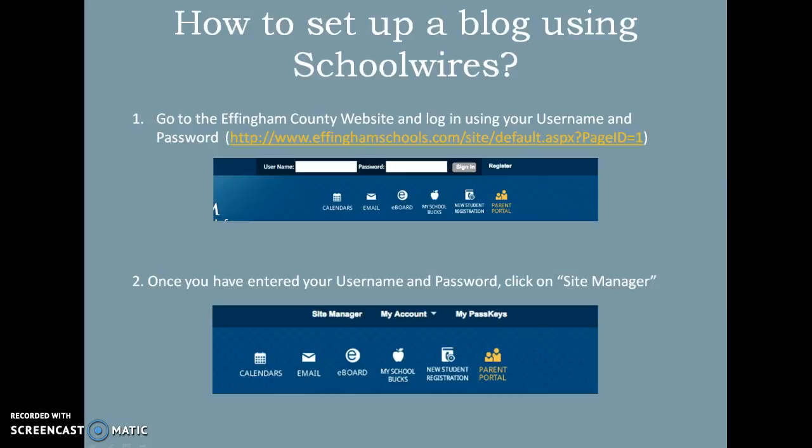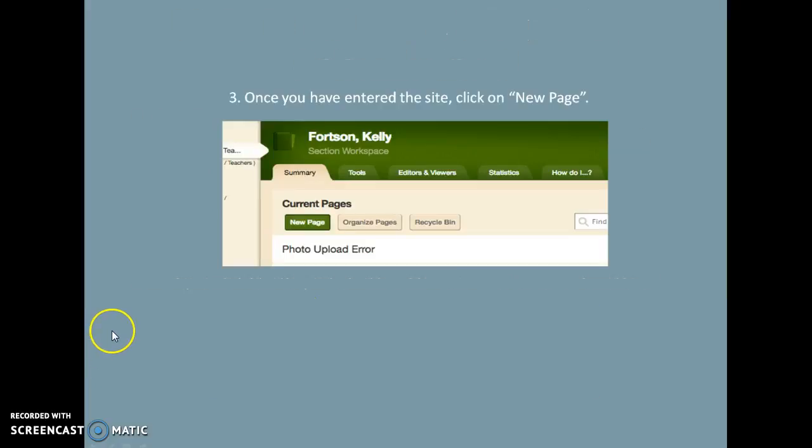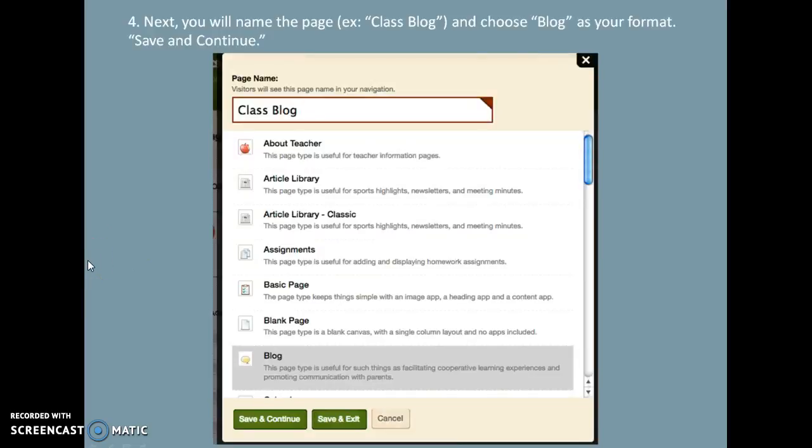You will begin by visiting the Effingham County website and logging in using your username and password. Once you've entered your username and password, you will click on Site Manager. Once you've entered into Site Manager, you're going to click on New Page. Here is where you will actually create the name of your page. I've created mine and called it Class Blog. And then you will also want to choose Blog down here as the format for your page. Hit Save and Continue.